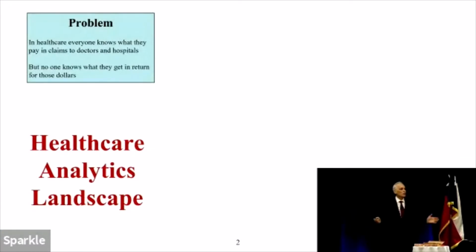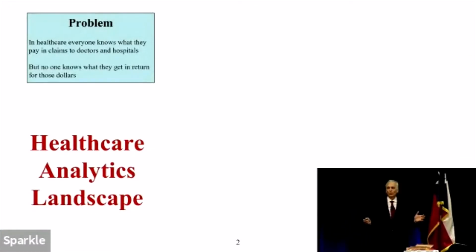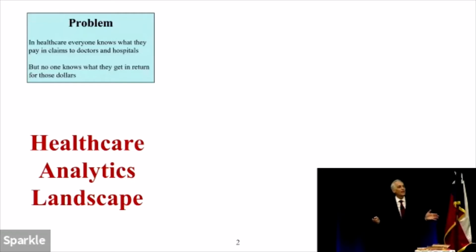You can all tell me what you pay for your health care, your health plans, workers' comp programs, your wellness programs. You can tell me to the penny what you pay to doctors and hospitals in claims dollars. What you can't tell me, however, is what you get in return for those claims dollars.